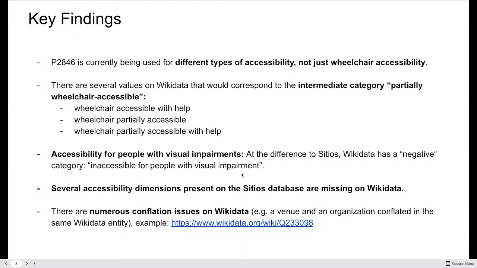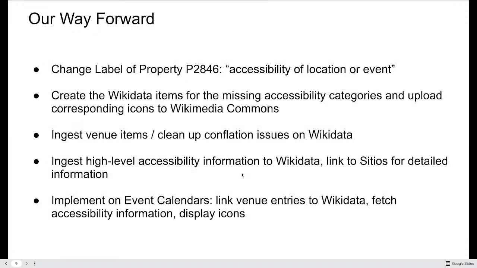So our way forward is to change the label of the property to say accessibility of location or event, then create Wikidata items for the missing accessibility categories, upload corresponding icons to Wikimedia Commons, then ingest more venue items, and in the process clean up all these conflation issues on Wikidata. Then we start ingesting this high-level accessibility information to Wikidata coming from CITIOS, and then we talk again to the event calendar partners so they can display the corresponding icons based on the data they fetch from Wikidata.